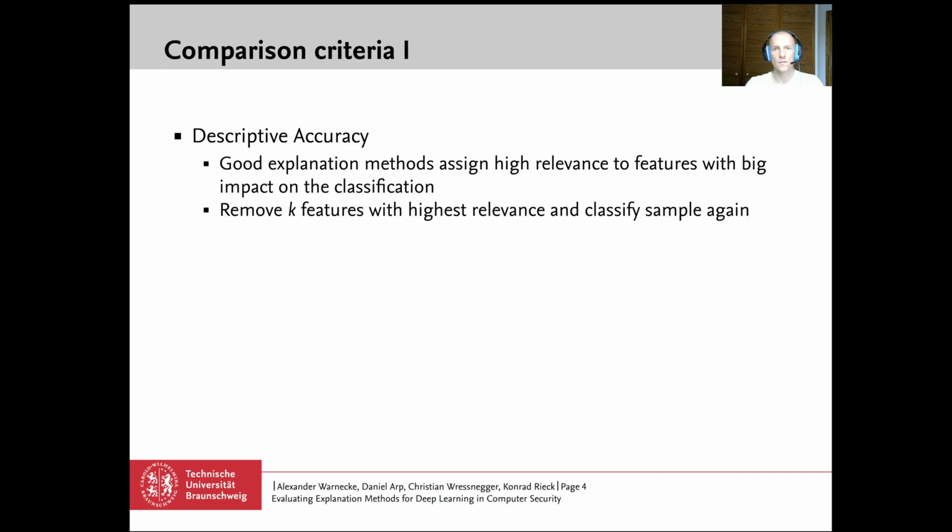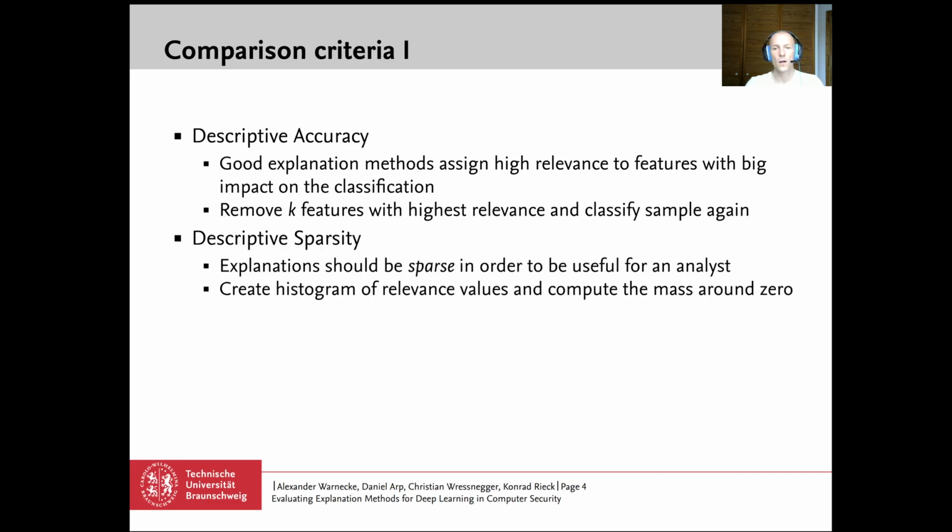the classification changes. Next up, we have descriptive sparsity, which measures how sparse explanations are. In practice, you would like to have sparse explanations where only a few features are important so that you can inspect these features easily as a human expert. To this end, we compute histograms of relevance values to see how many of them receive a relevance value close to 0 and can thus be ignored by the human expert.